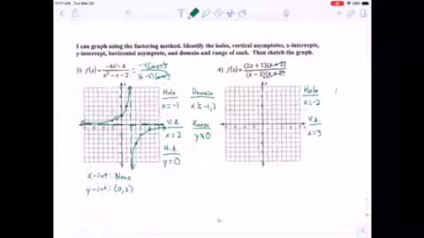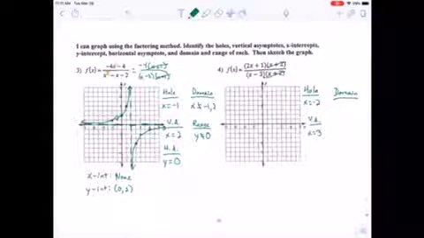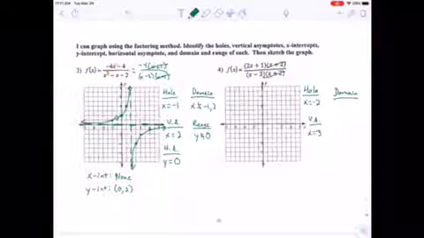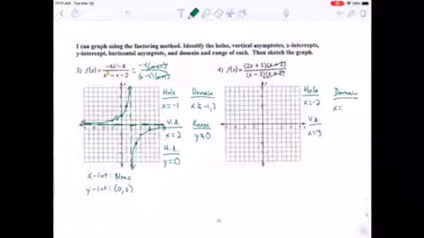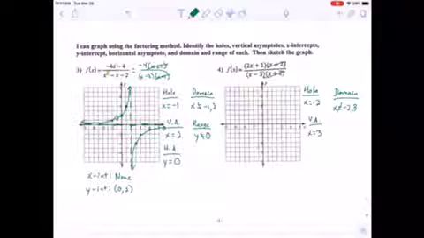Alright, the next thing, easiest thing to do, is domain. Because we have a hole at negative 2, a vertical asymptote at 3, that means we don't have any values when x equals negative 2 and 3. So our domain is x cannot equal negative 2 or 3.